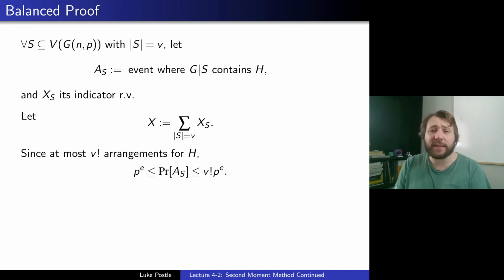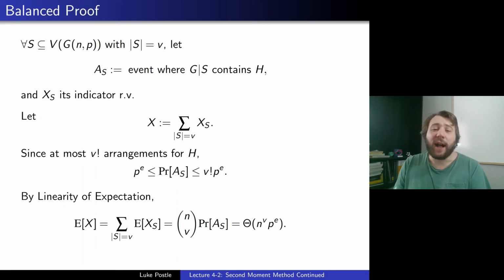And now here's where it gets a little tricky, since we're not tracking individual copies, but just sets. There are at most v factorial arrangements for H in a given set S. So what you can conclude is that the probability of A_S is at least p to the e, since there is one copy, but it's at most v factorial p to the e, as there might be many copies. So we can't get an exact value on this probability of A_S, and in general that can be a bit tricky given the different copies can overlap in strange ways. But generally we can conclude, since you think of v factorial as just some constant depending on H, that the probability of A_S is roughly p to the e. So by linearity of expectation, the expected number of copies is this sum of the expectations of X_S, which is n choose v times the probability of A_S, which is therefore on the order of n to the v times p to the e, ignoring the constants there.